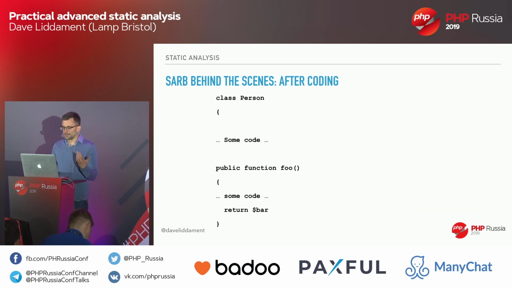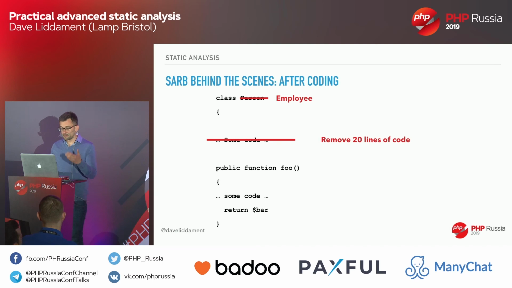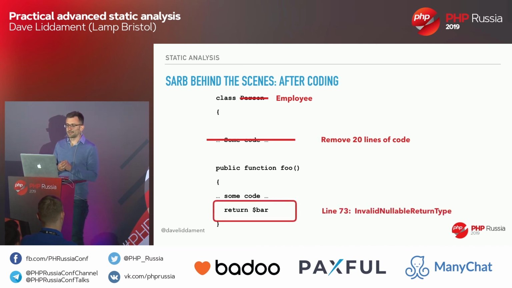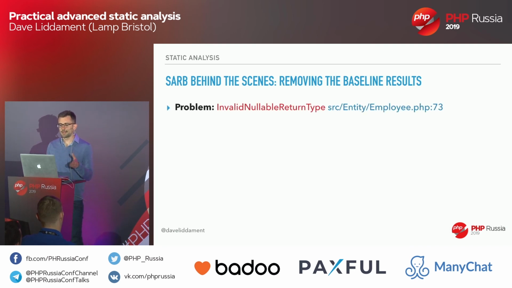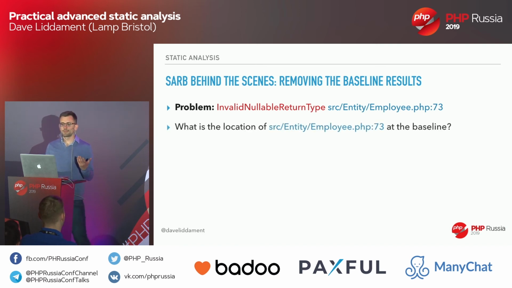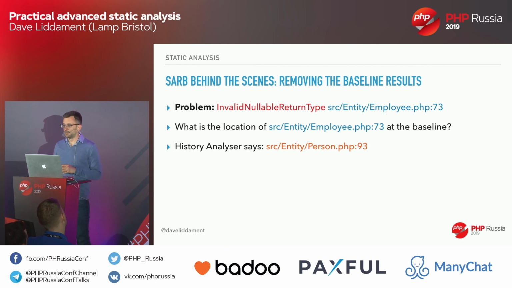And then you might go on and do some more coding. Maybe you rename person and call it employee, and you remove 20 lines of code. You rerun SARM, and it now says at line 73 of employee, we've got this invalid nullable return type. So what happens is SARB first of all says, well, I've got this problem, invalid nullable return type, at line 73 of employee. It says, what was the location of line 73 employee when the baseline was taken? And the history analyzer with some Git magic says, that was line 93 of person.